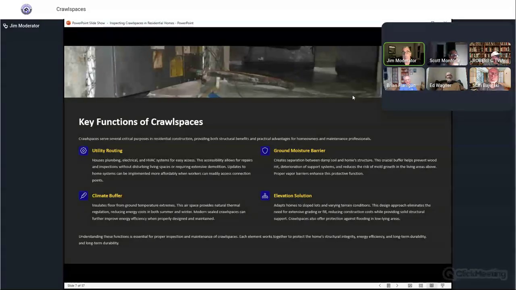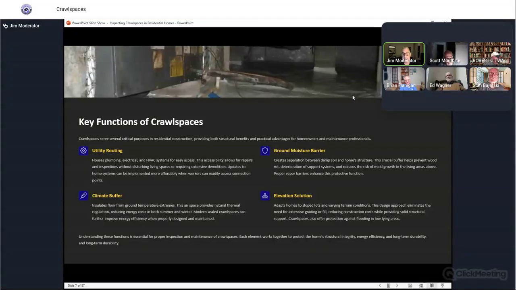They also act as a ground moisture barrier, which creates separation between damp soil and the home's structure. This crucial buffer helps prevent wood rot, deterioration of support systems, and reduces the risk of mold growth in living areas above. Proper vapor barriers enhance this protective function.